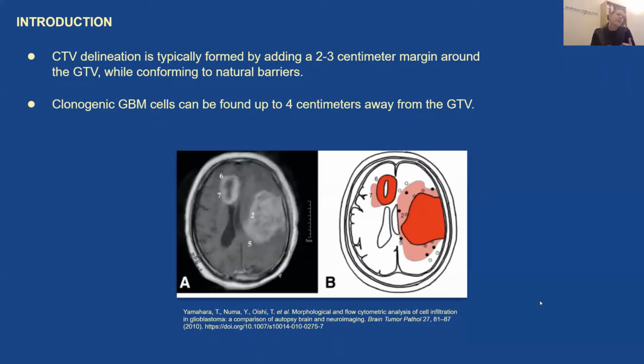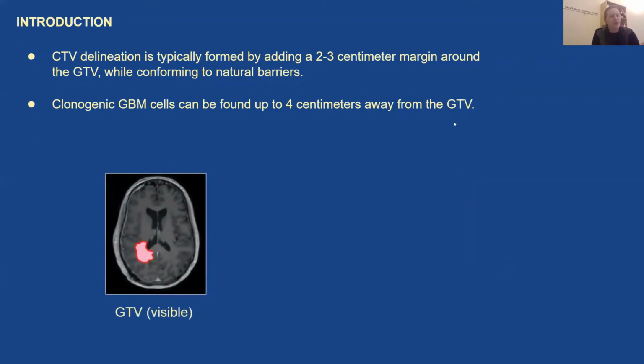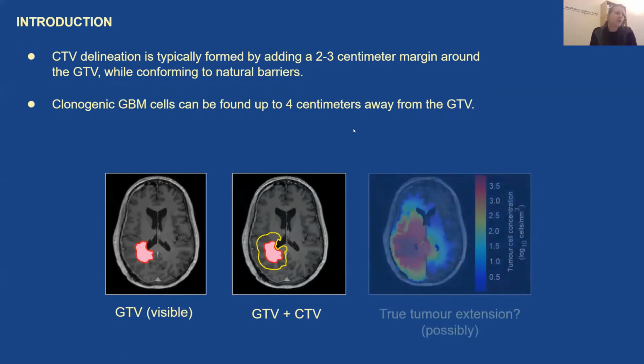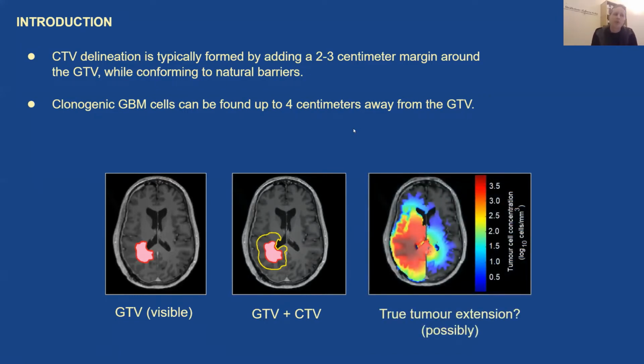What we do today is that we add a margin around the GTV concentrically of about 2 to 3 centimeters. But we still know that clonogenic GBM cells can be found further away, up to 4 centimeters, and that the spread appears anisotropic, as has been seen, for example, in this study. The point is that we have a visible GTV. This is how we delineate it, but it's not so difficult to understand why we're having a hard time solving or curing these tumors if we have perhaps a true tumor extension that looks more like this.